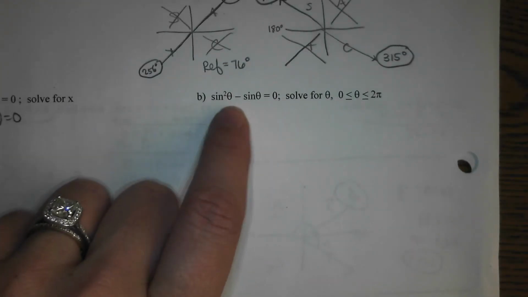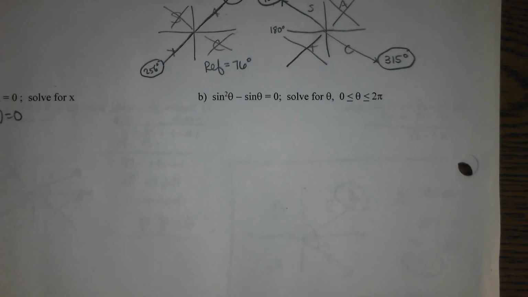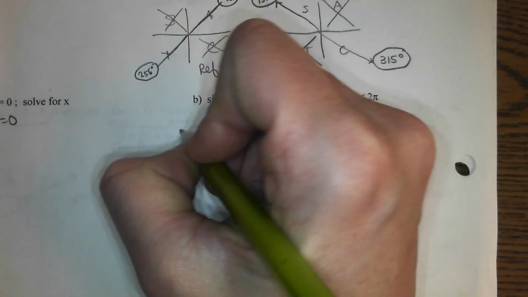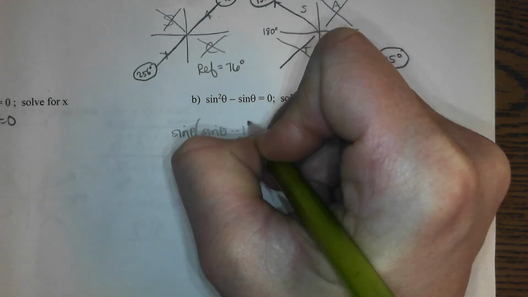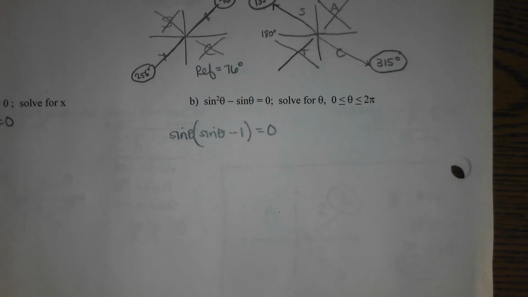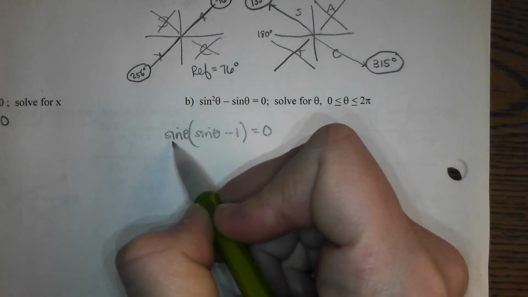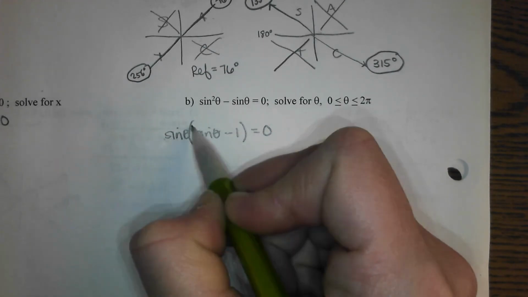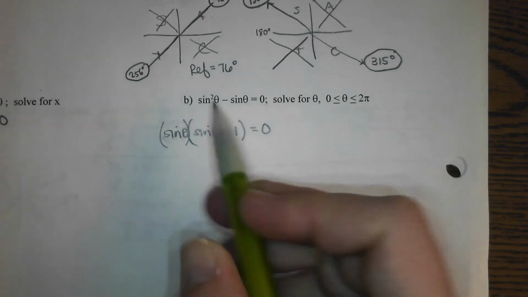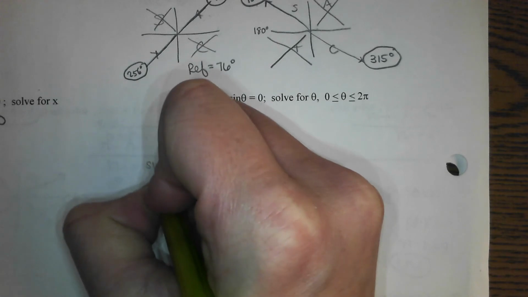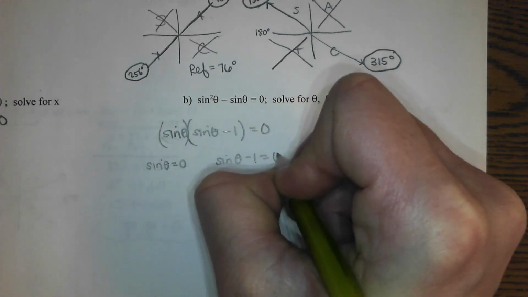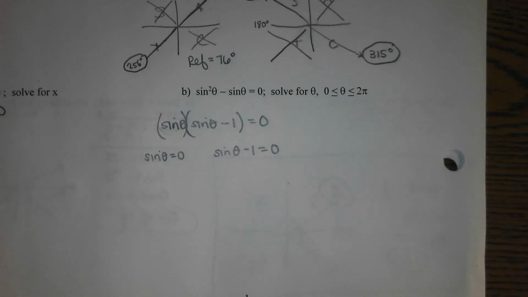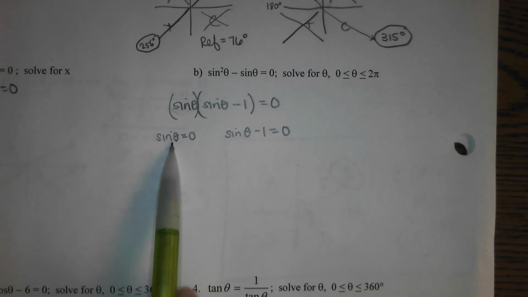You have sine squared theta minus sine theta equals 0. So we can factor out a sine, and we're left with sine theta minus 1. And then you tee this up. So this is really technically the first factor, right? You could put that in parentheses if you wanted. Either sine of theta equals 0, or sine of theta minus 1 equals 0. And we'll start with this one.